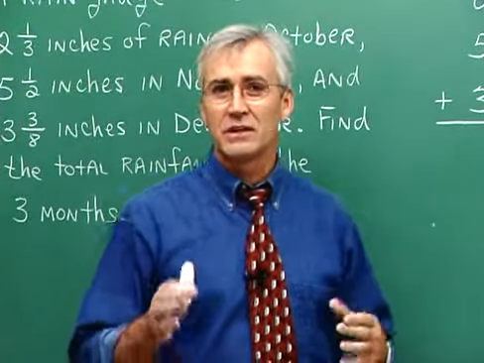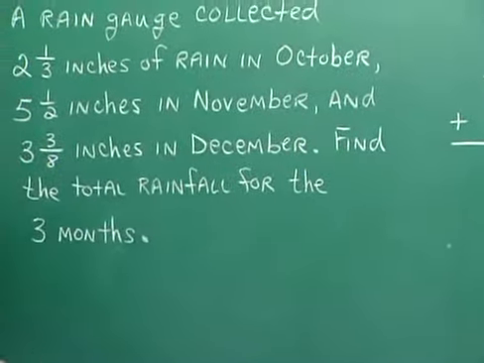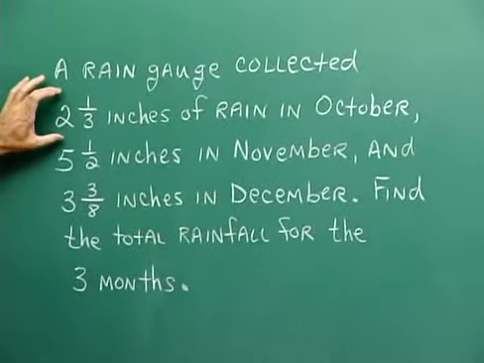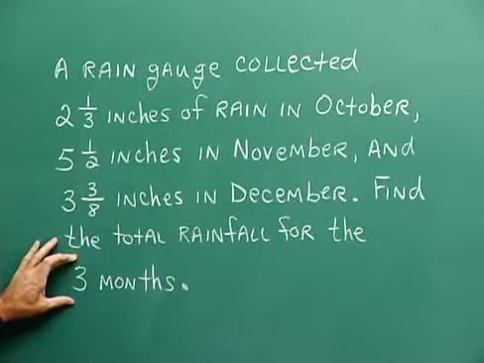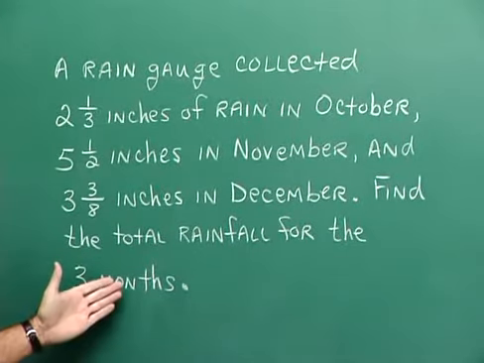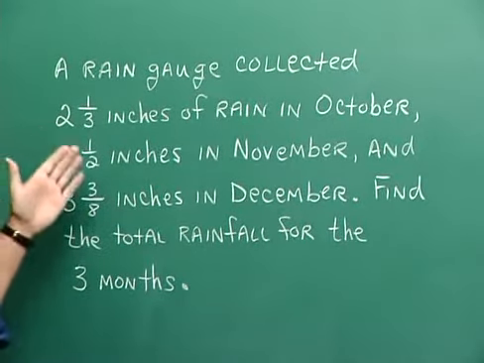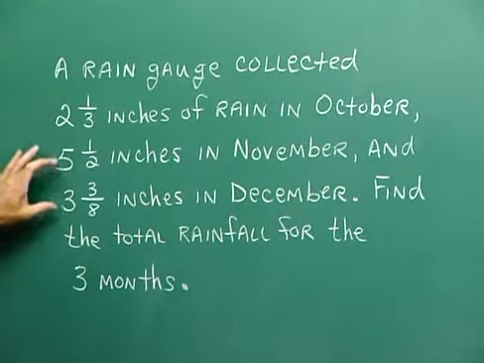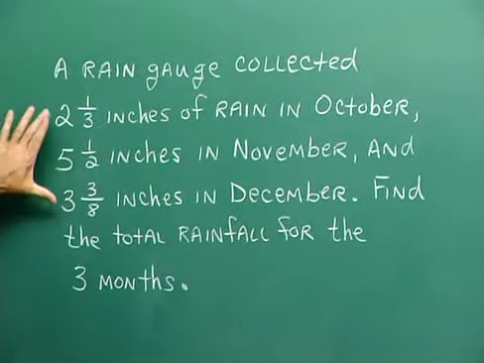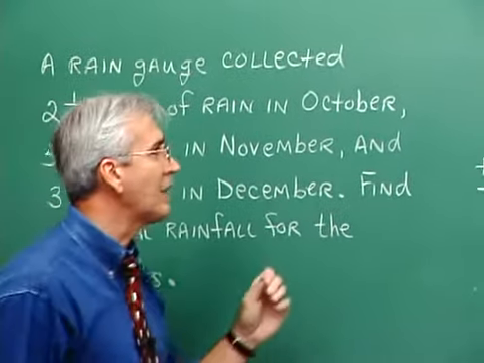For example, it would be a careless mistake to think that we're not only adding these 3 numbers, but we're also adding the 3 in this. But this is 3 months. It's not some amount of rainfall. And we're just adding the rainfall in the 3 months, and that would be these 3 mixed numbers. So we take these 3 mixed numbers and we add them.